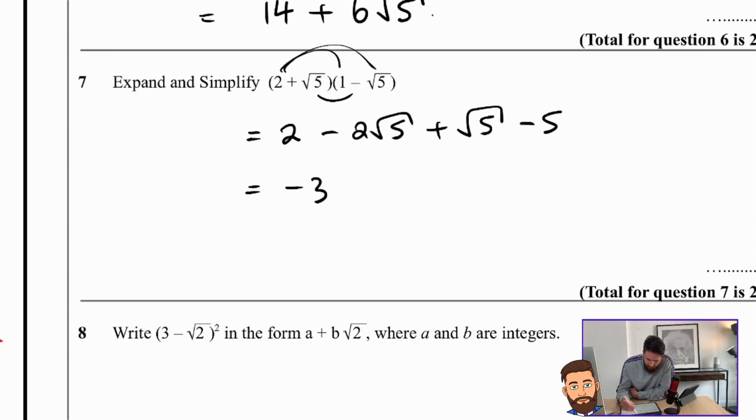So an interesting part here is if I do 1 times root 5, you just get root 5, but a lot of students like to just put a 1 root 5 in front of it, because it helps them when they add it together, because we've got minus 2 plus 1, so that's going to give us minus 1 root 5 when they go together.